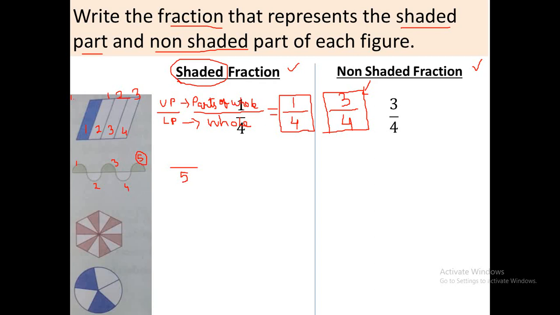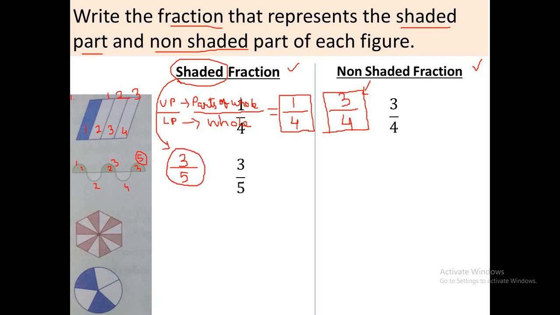In place of whole I will write 5, and in the upper part, parts of whole, I am writing for the shaded part, right? For the shaded part, how many semicircles are shaded? Let me count. 1, 2 and 3. 3 are shaded. So in the upper part, parts of whole, I will write 3. Right? So the shaded fraction of this figure is 3 by 5.